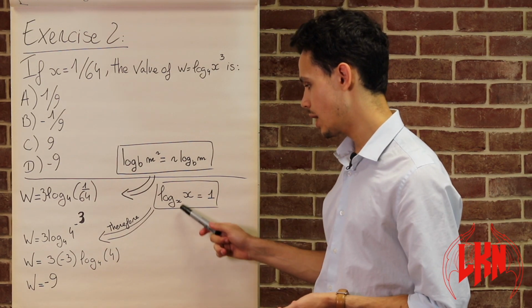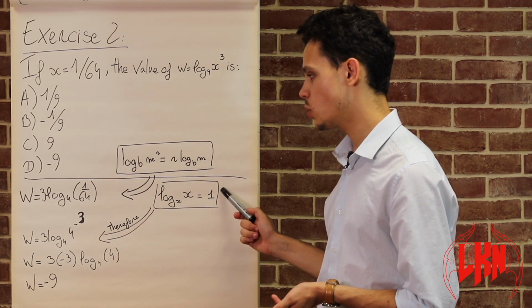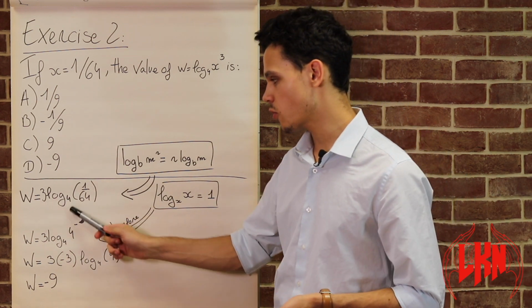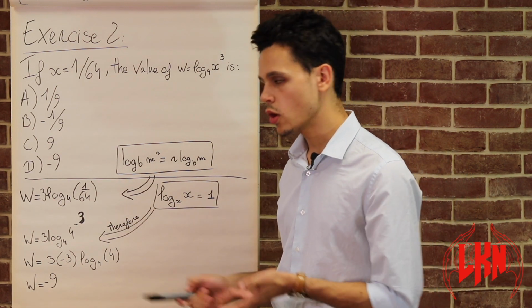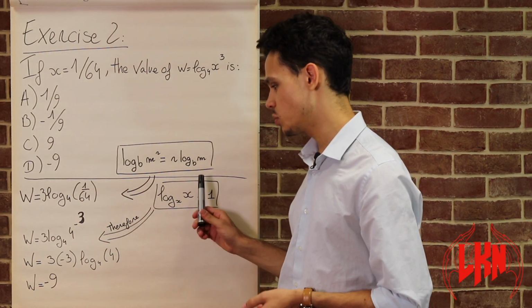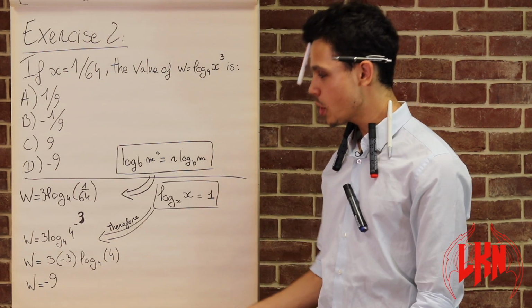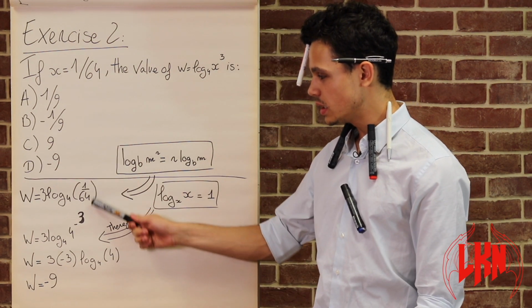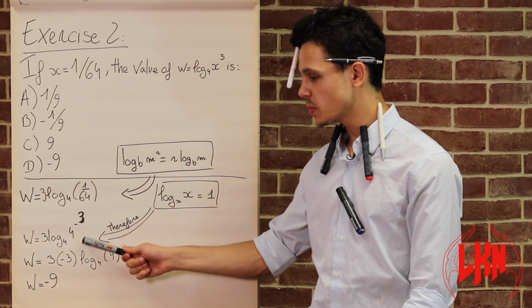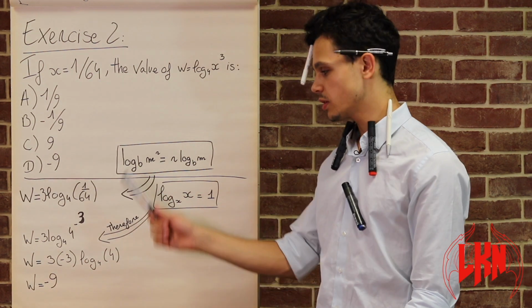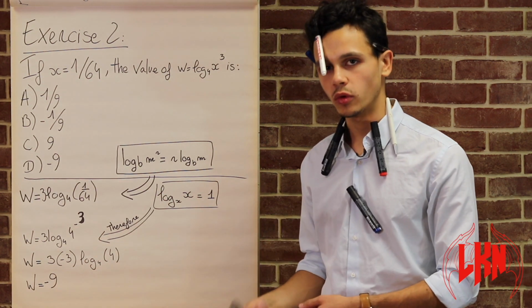So log x of x is equal to 1. Here we have log 4 of 1 out of 64, which is not exactly what we're looking for. This would be much easier. Therefore, we're going to transform the 1 out of 64 into 4 to the power of minus 3, which will make it easier to calculate afterwards.